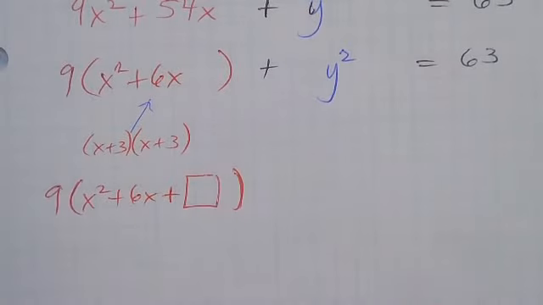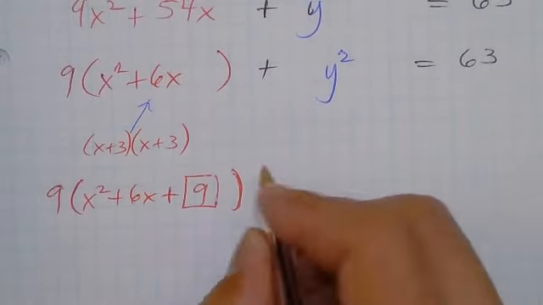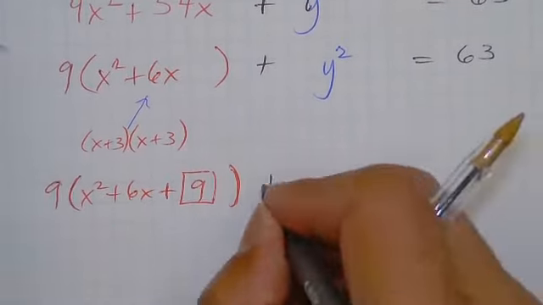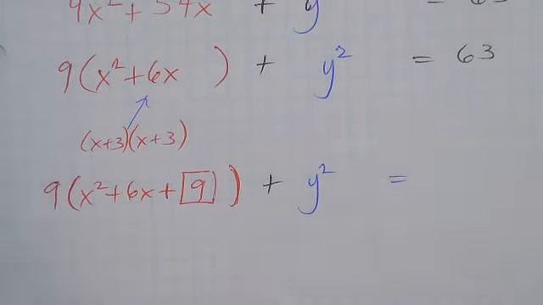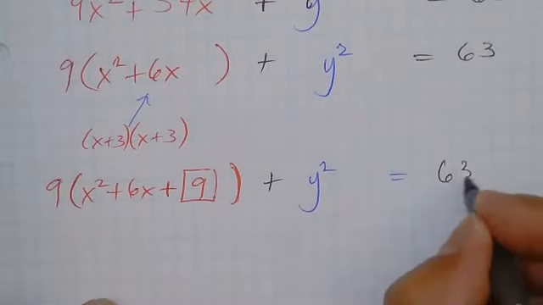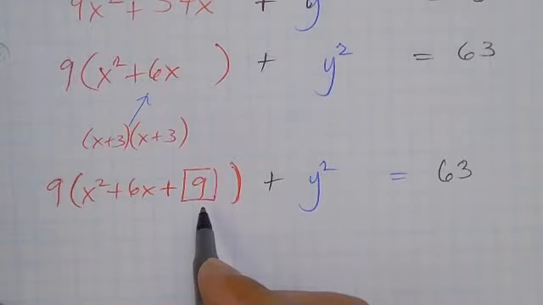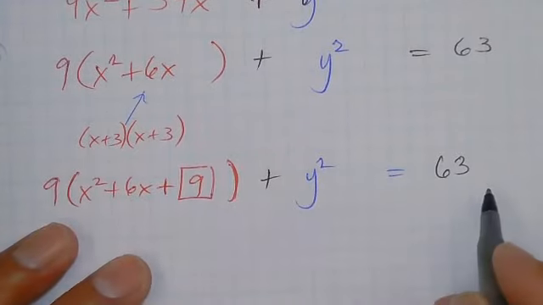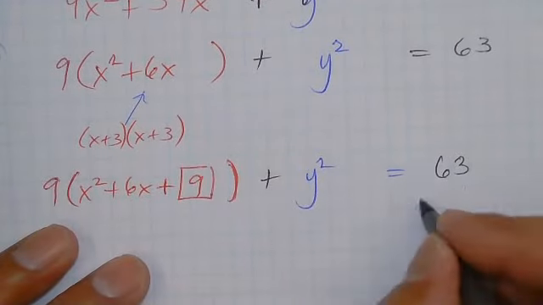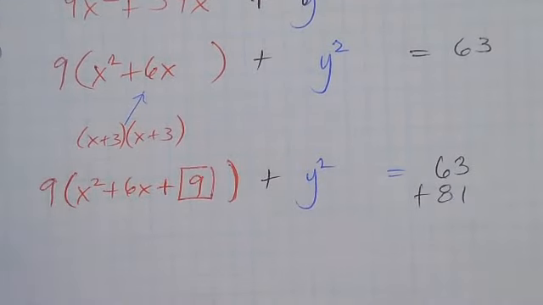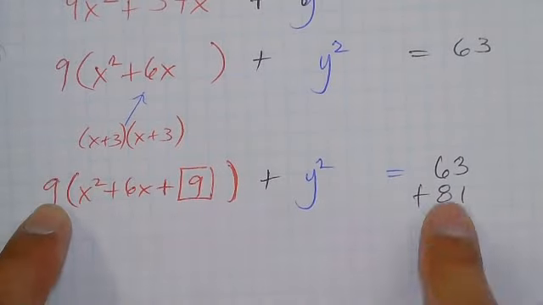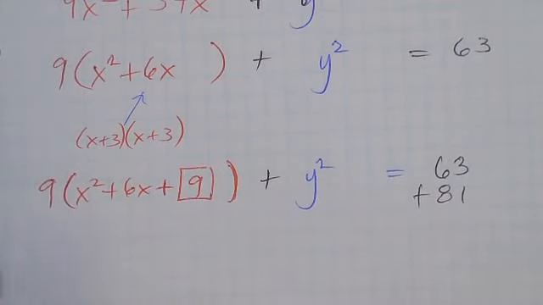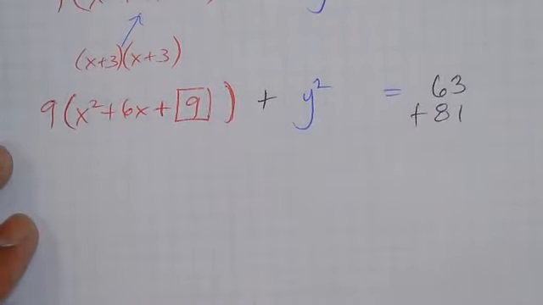I'm going to write it again. What are you going to add here? 9. Good, that's true. Okay, I'm just copying it over, because then it just gets too busy if I do everything in one spot. But if you add a 9 here, what are you going to add over here? Finally you see the light. Good. Because if there's a number out here, you multiply 9 times 9, 81.